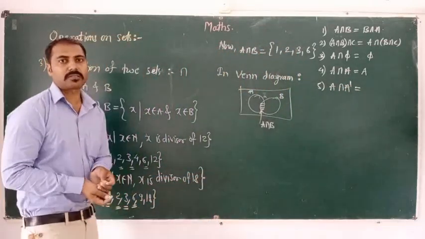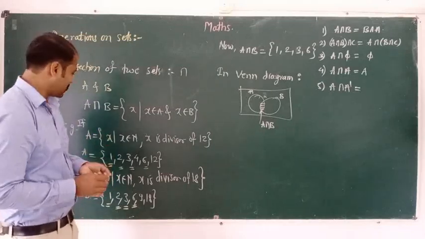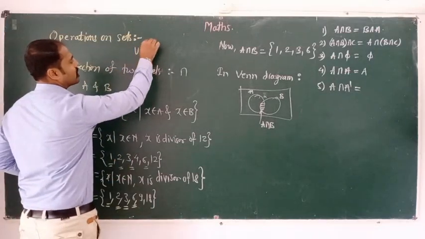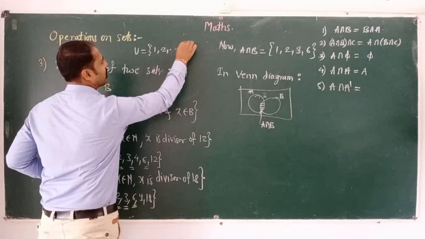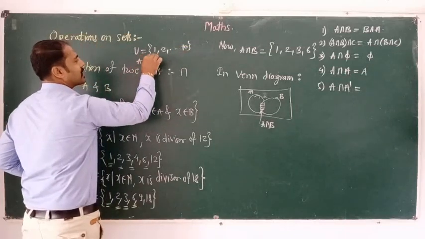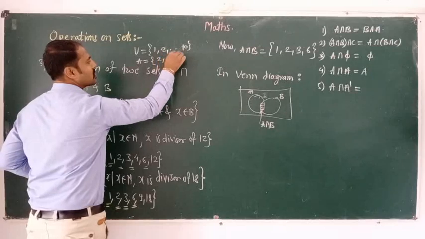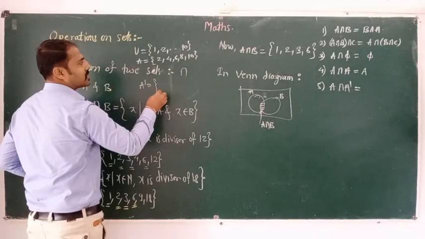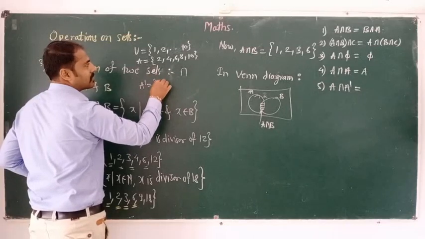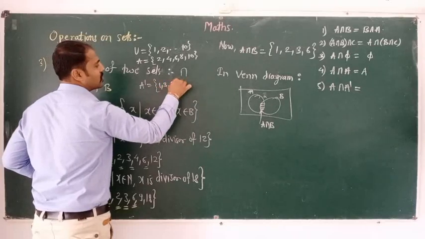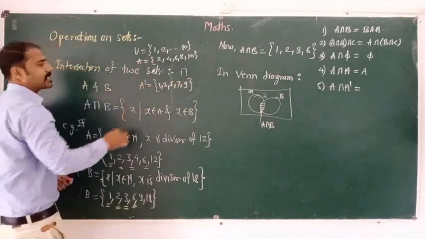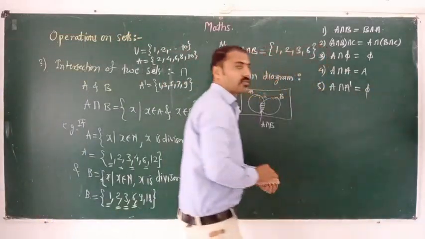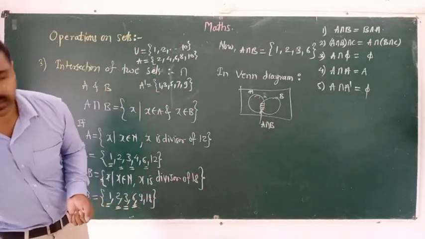Which common terms are there? Suppose U is equal to the set of 1, 2 up to 10. If I take A as the set of even numbers 2, 4, 6, 8, 10, then what is A dash? A dash is the set of odd numbers 1, 3, 5, 7, 9. And if we take A intersection A dash, then what do we get? It's clearly an empty set, so I am denoting that set by phi.